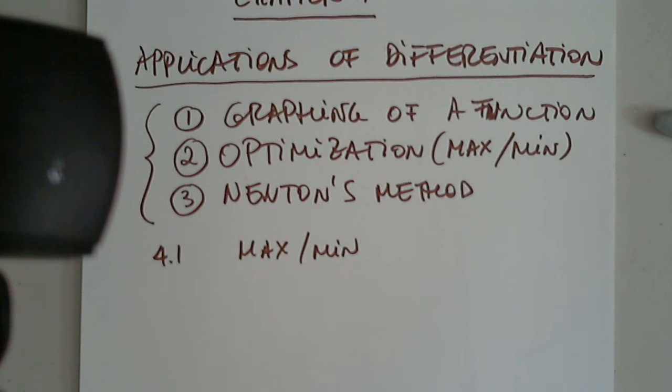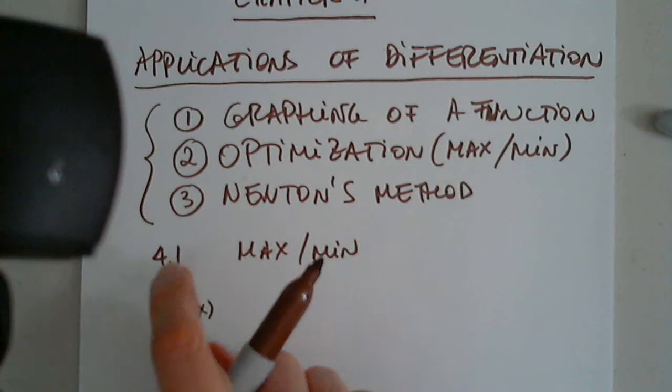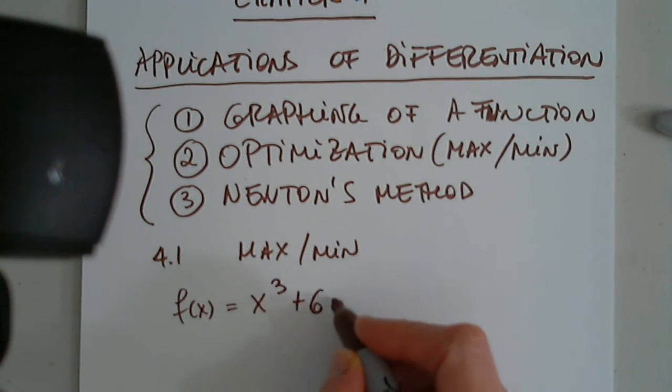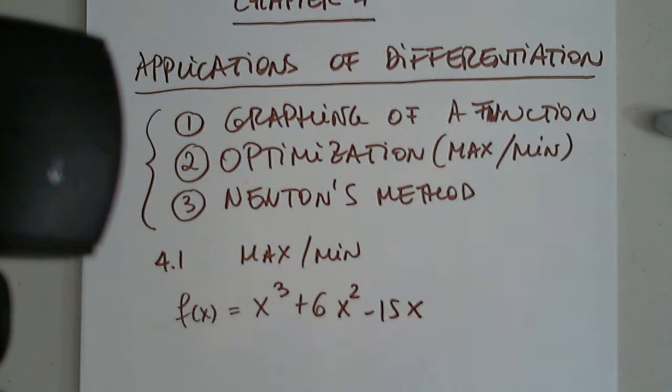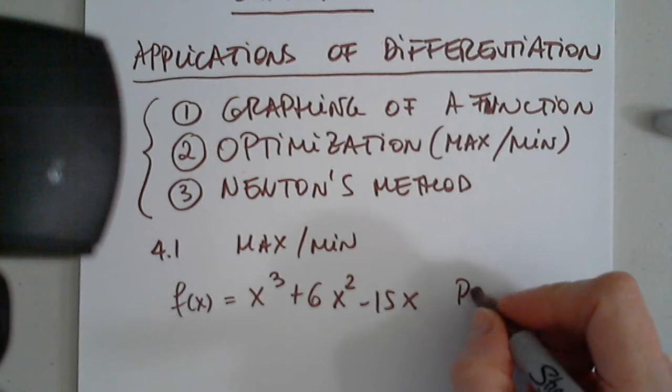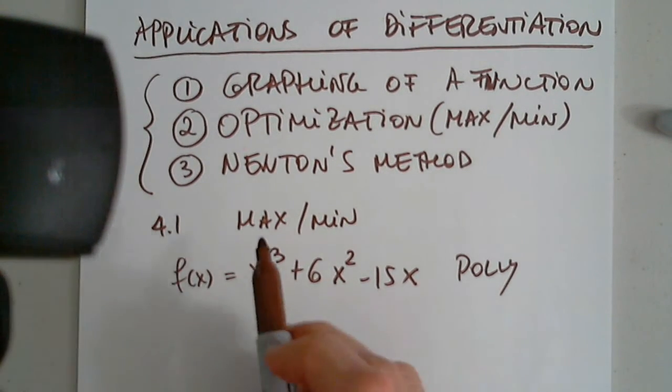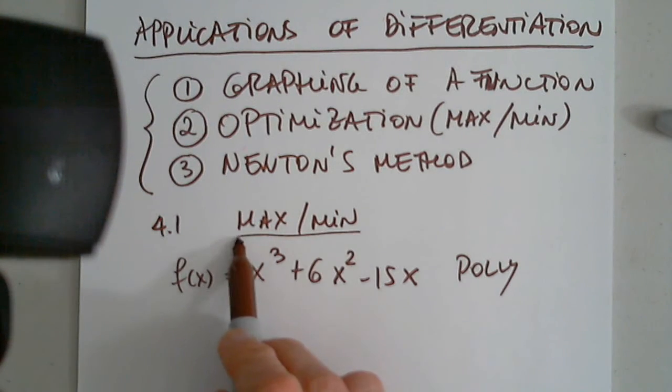Okay, so let's say I'm going to choose f of x. Feel free to choose from 4.1. F of x equals x to the third plus 6x squared minus 15x. Okay, so this is a function. Can anyone tell us what type? Polynomial. Very good. Thank you very much. It's a polynomial function. And we're asked to see whether the function has a max or min.